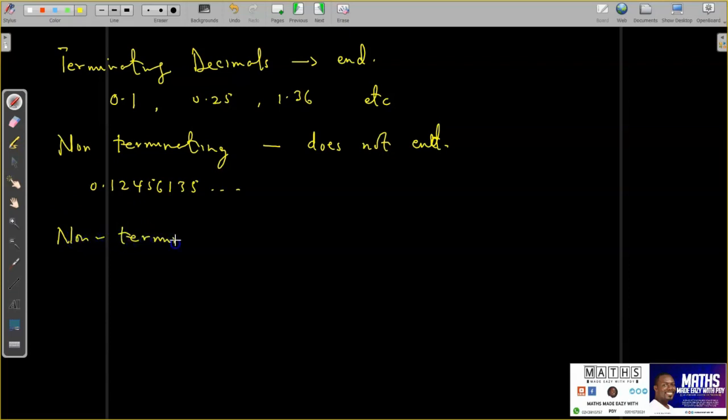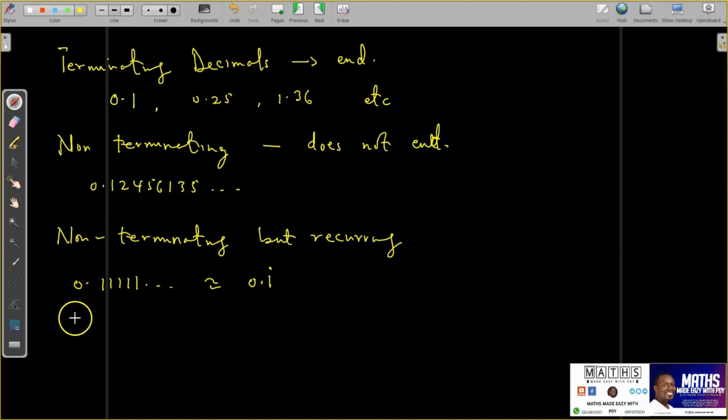non-terminating but recurring. So non-terminating but recurring. It does not end, but it does what? There's a number pattern that goes all the way to infinity, for which you can keep on writing until you are tired. So for instance, you may have 0.11111 all the way to infinity, which we can cut short as 0.1 with a dot on top. The dot which is on top is showing that the 1 is recurring.